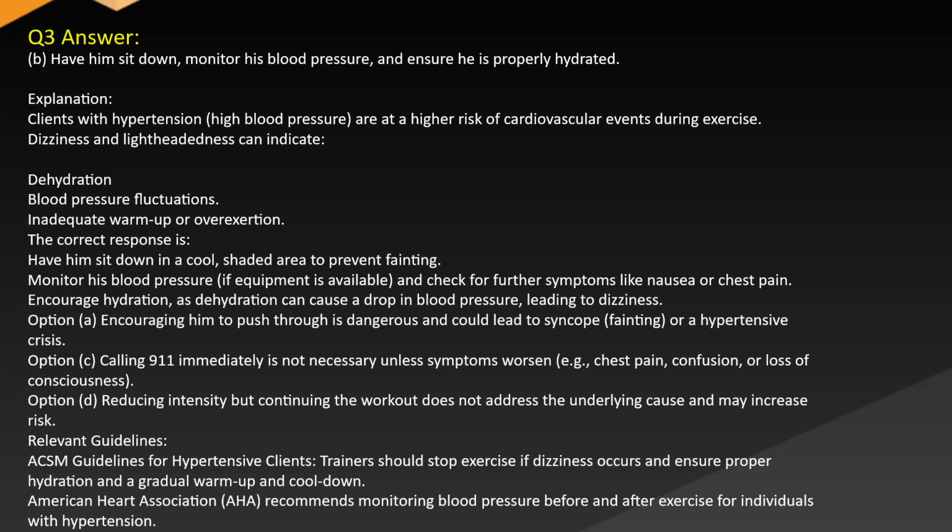Option A, encouraging him to push through, is dangerous and could lead to syncope, fainting, or a hypertensive crisis. Option C, calling 911 immediately, is not necessary unless symptoms worsen, e.g., chest pain, confusion, or loss of consciousness. Option D, reducing intensity but continuing the workout, does not address the underlying cause and may increase risk. Relevant guidelines. ACSM guidelines for hypertensive clients: trainers should stop exercise if dizziness occurs and ensure proper hydration and a gradual warm-up and cool down. The American Heart Association (AHA) recommends monitoring blood pressure before and after exercise for individuals with hypertension.